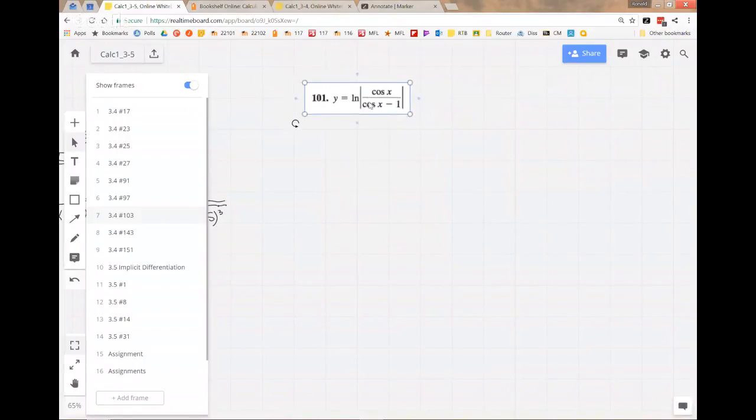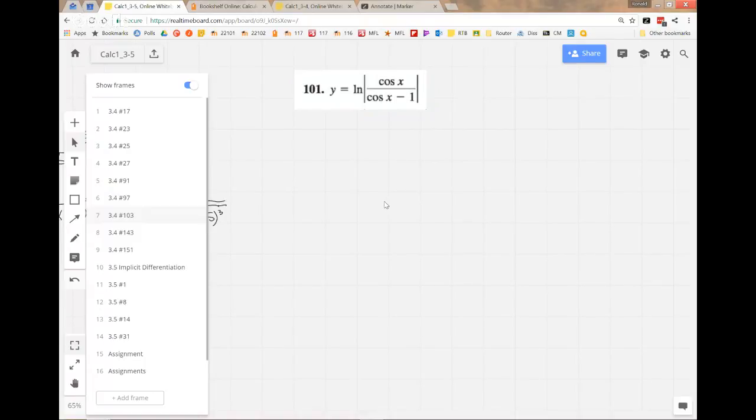Okay, here's number 101. Once again, we've got the same situation. Why is there an absolute value? Because you cannot take the natural log of a negative number. So that's that part of it.